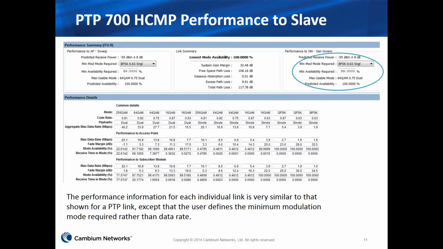The max usable mode is the highest modulation mode that can achieve the min availability required that's been defined. The performance details panel shows the data rate for each direction of the link for each modulation mode.